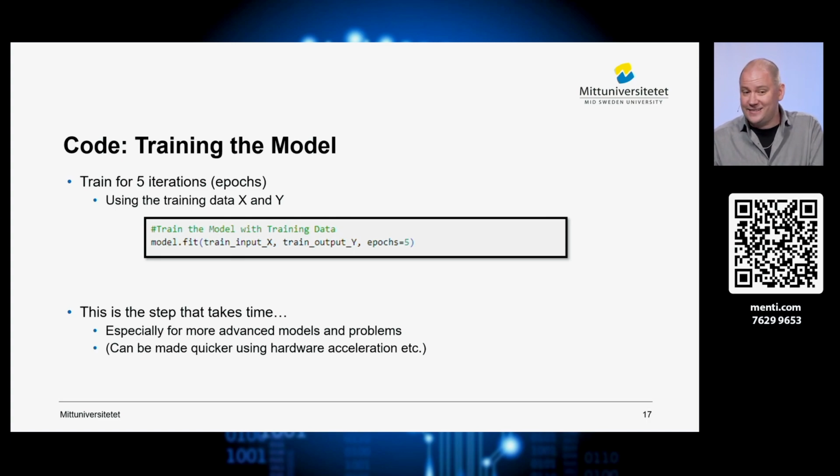And of course, this is the step that takes time, right? If you have a really advanced model, a very deep model, very many neurons, and if you have a very advanced problem, it's going to work on this for quite a long time. But of course, this can be made quicker using better hardware. Maybe you can use your graphics card to train and stuff like that. But in this simple example, it's so easy that this will go very fast. So there's no problem here. But if you have a harder problem, this is the step that takes time to execute.